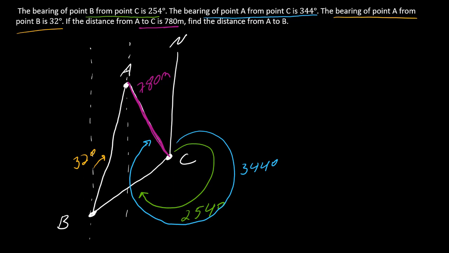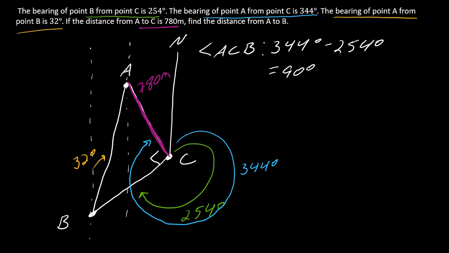First things first, I think one of the easiest angles to get is going to be angle ACB, this angle right here, because I have this giant almost circle, and then this tiny piece. I can pretty easily isolate this piece by taking 344 minus 254, and boom, that gives us a right triangle. So now we're in business. Now I can use my trig functions, which is super great.